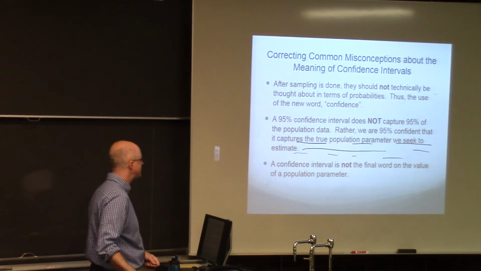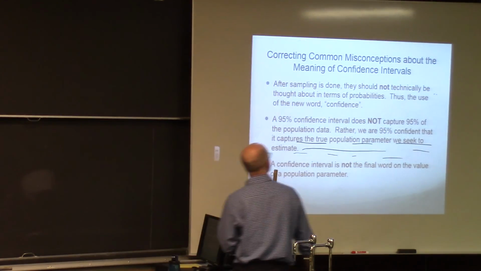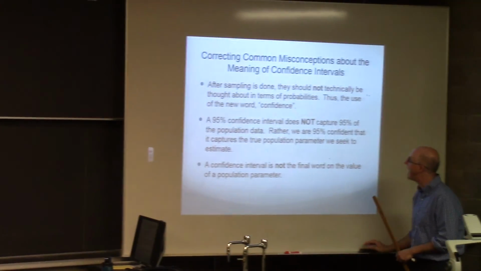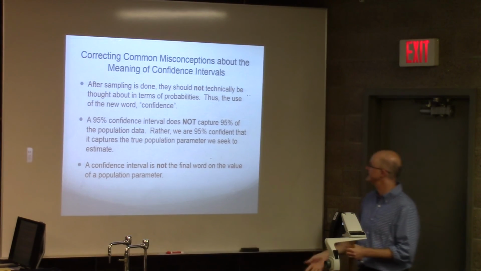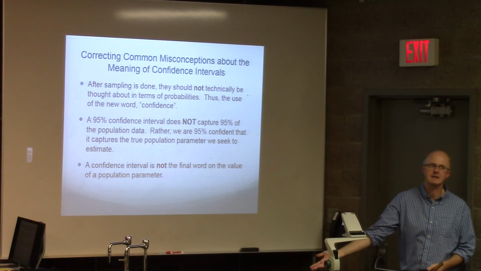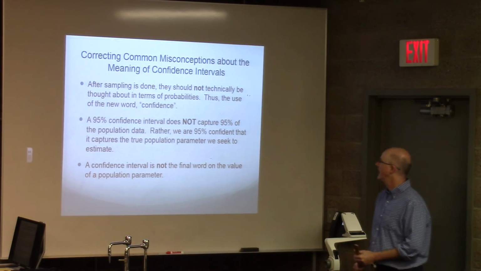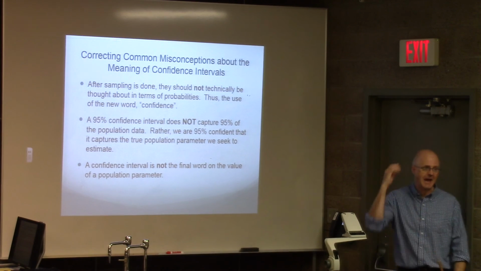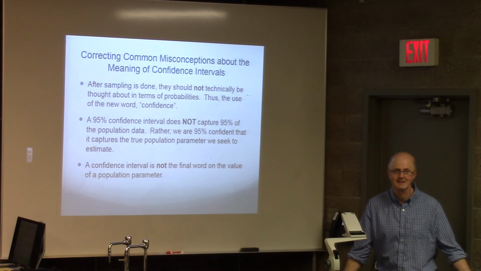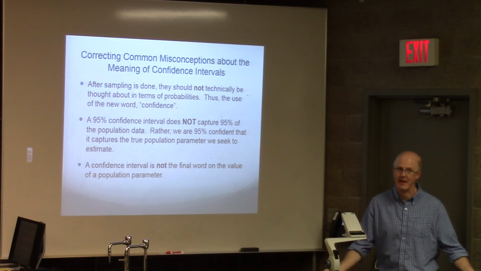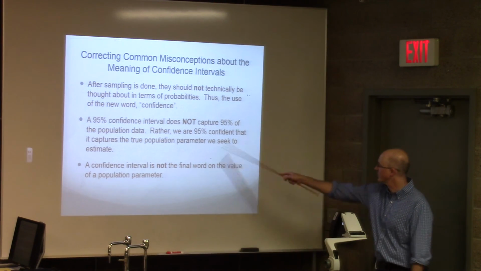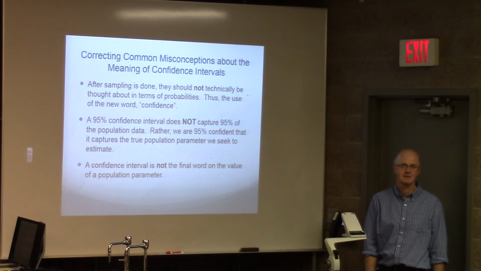Here are some common misconceptions about the meaning of confidence intervals. Again, like I mentioned a minute ago, after sampling they should technically not be thought of in terms of probabilities, and thus we use the new word confidence. The higher the confidence level, the more confident we are they contain the population parameter. A 95% confidence interval does not capture 95% of the population data. That's not what it's about. So realize that. Or the sample data, for that matter. We're 95% confident it contains the true parameter value that we seek to estimate, the mean, for example.